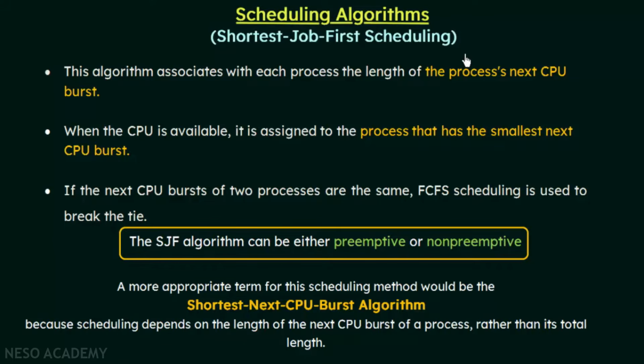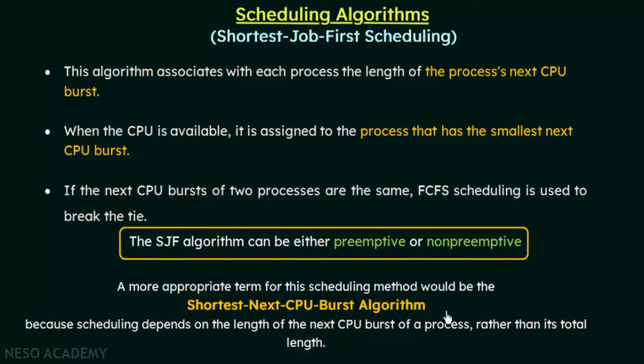Because during the course of a process's execution, there may be times it will use the CPU, then again come out for some IO operations, and then again use the CPU, and so on. So when the next CPU burst occurs, that means when the process is going to use the CPU for the next time, what is that length going to be? That is what we actually take into account. So a better term for this algorithm would be the shortest next CPU burst algorithm.